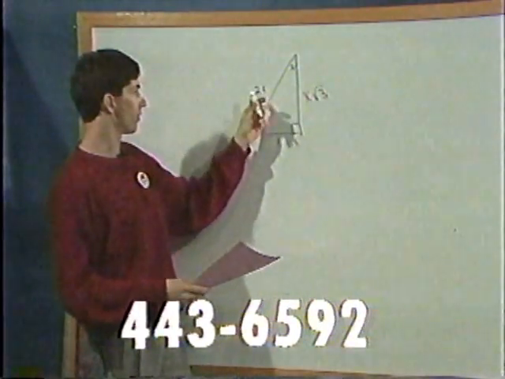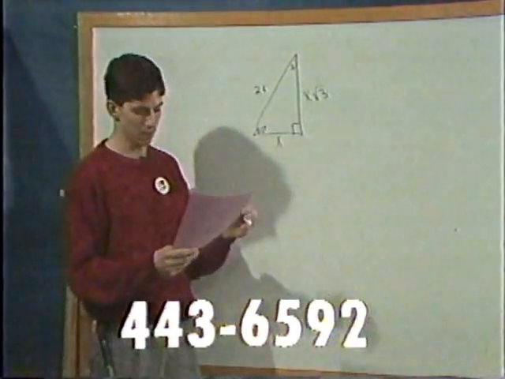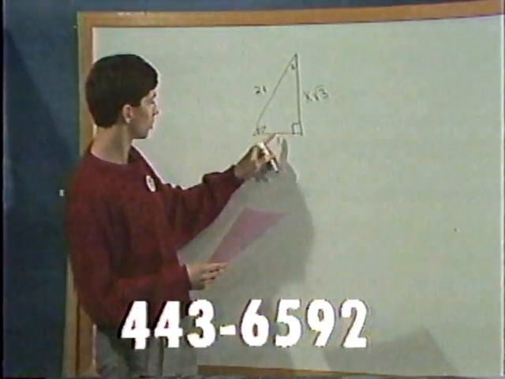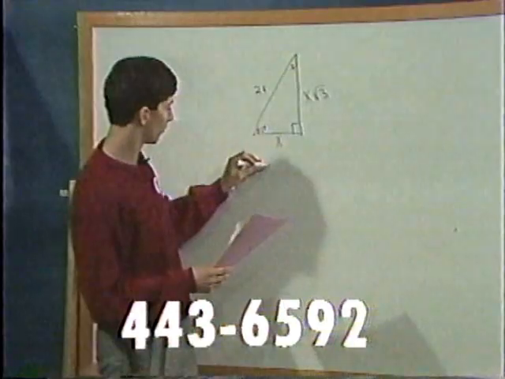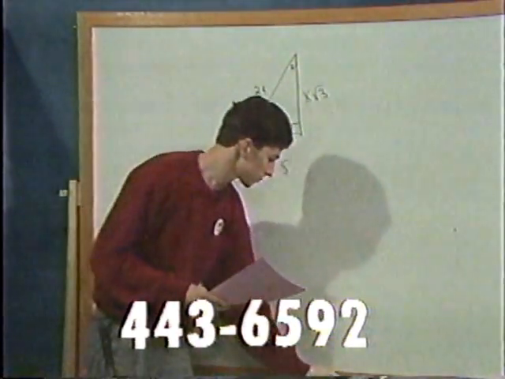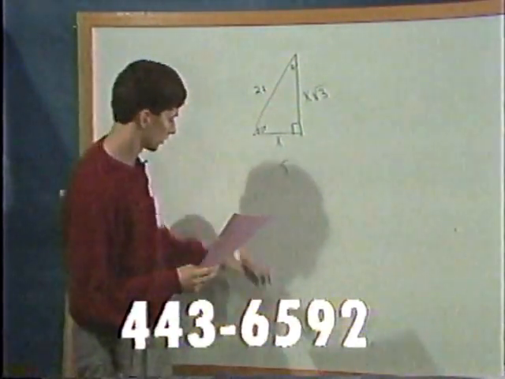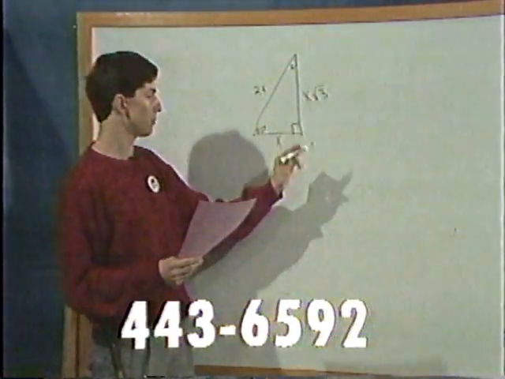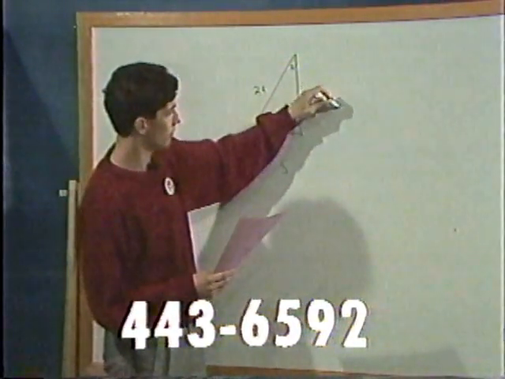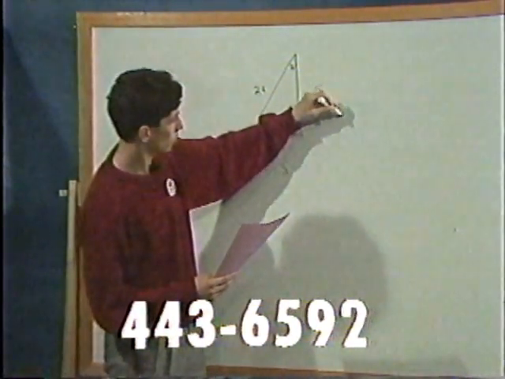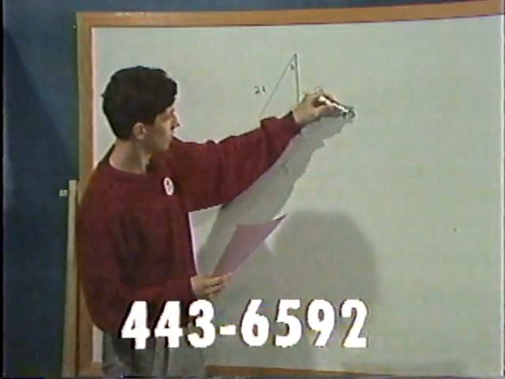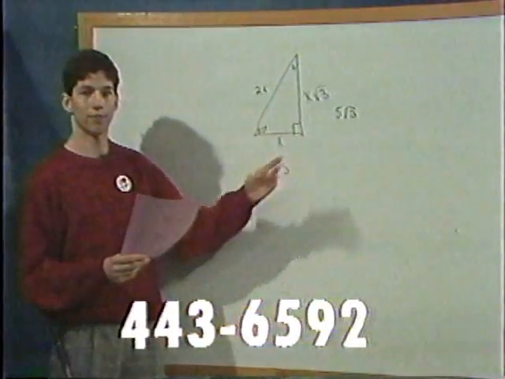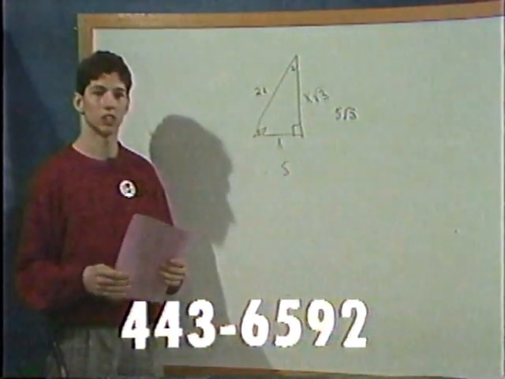We now know that our 2x is equal to 10. So therefore, our shorter leg will equal 5. Since we now know what our x is, we can substitute our x up here, and we find our other leg to be 5 radical 3. So the sides are now 10, 5, and 5 radical 3. I hope that helps you, Joe.